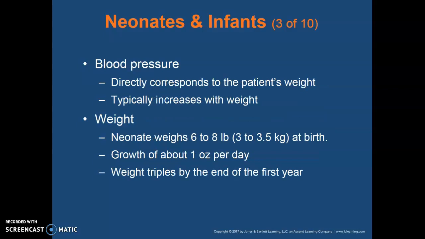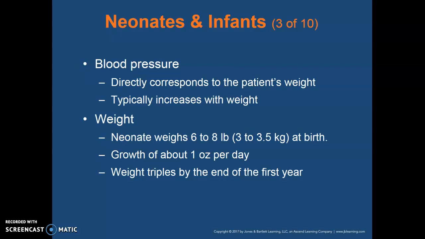As far as blood pressure goes, blood pressure is going to be significantly lower than what you think. So for a neonate, that average systolic blood pressure is 50 to 70 millimeters of mercury. And then as they start progressing, it's up to 70 to 95 for a range, depending on their weight and how they're growing. Blood pressure is typically going to increase with their weight as they get older, but that's pretty low for an adult. We would be very concerned about a 50 or a 70 systolic blood pressure.